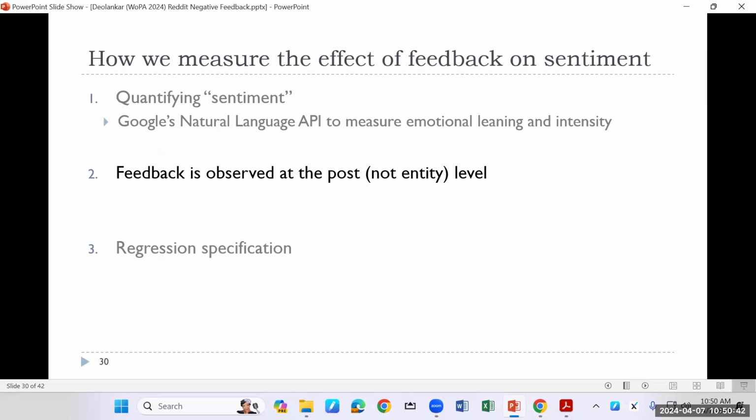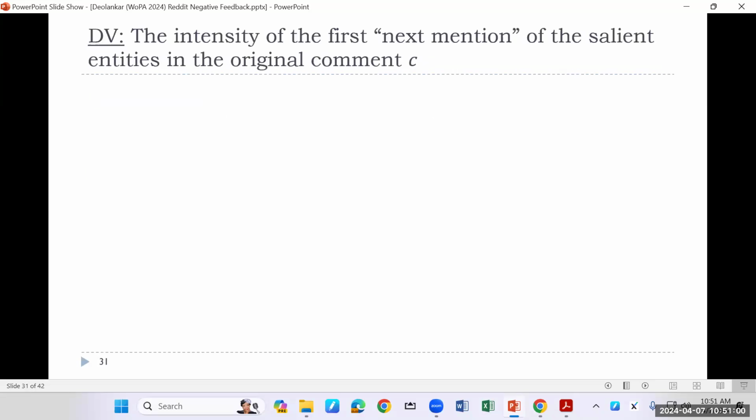Okay, so we have a method for quantifying sentiment from text. A second challenge that we face is that feedback is not provided at the entity level. It's provided for the entire comment, which contains a set of entities. So we need some method of aggregating these sentiments expressed towards entities up to the host level again. So just to be clear, my dependent variable of interest is the intensity of the first next mention of the salient entities in the original comment.